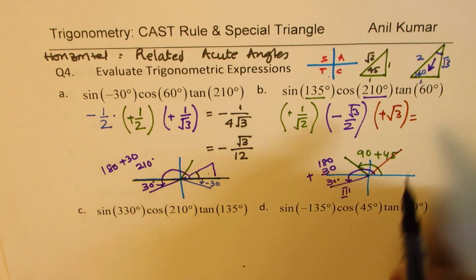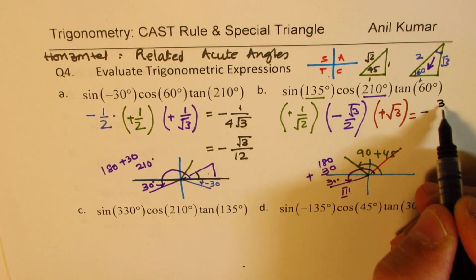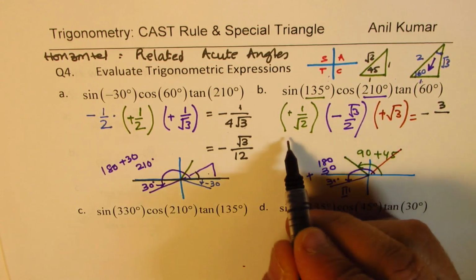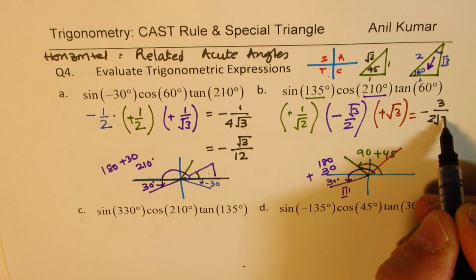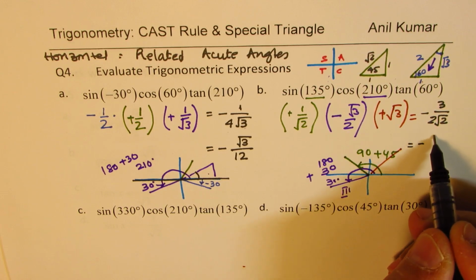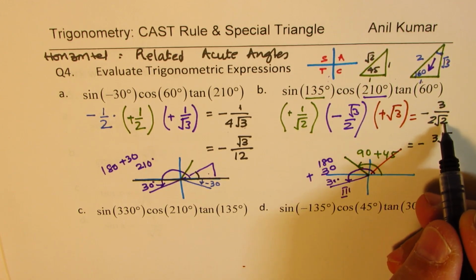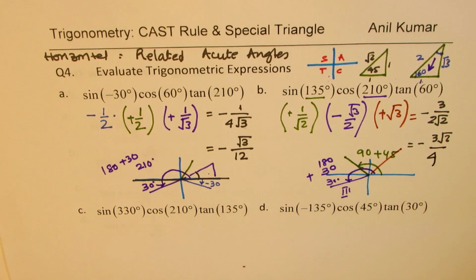1 negative, 2 positives means negative result. Square root 3 times square root 3 is 3. And here you get 2 times square root 2 in the denominator. So if you rationalize it, then what do you get? You get 3 square root 2. And when you multiply by square root 2, it becomes 2. And you get 4 here as your answer.